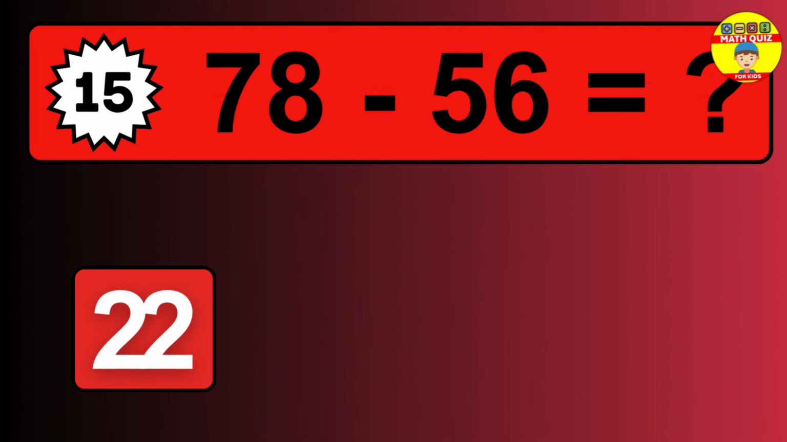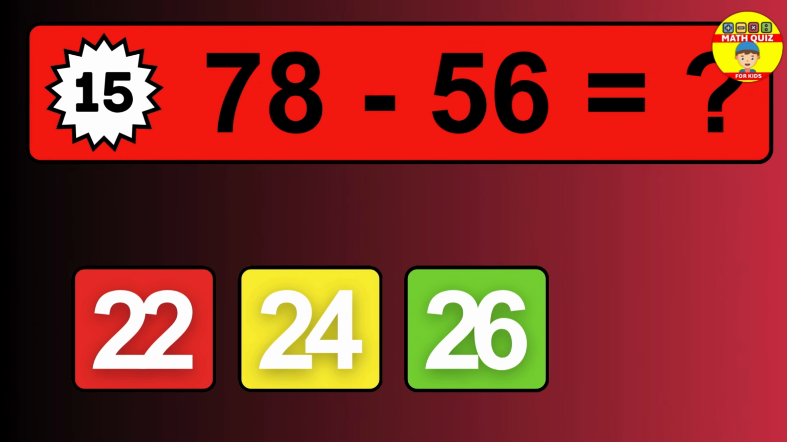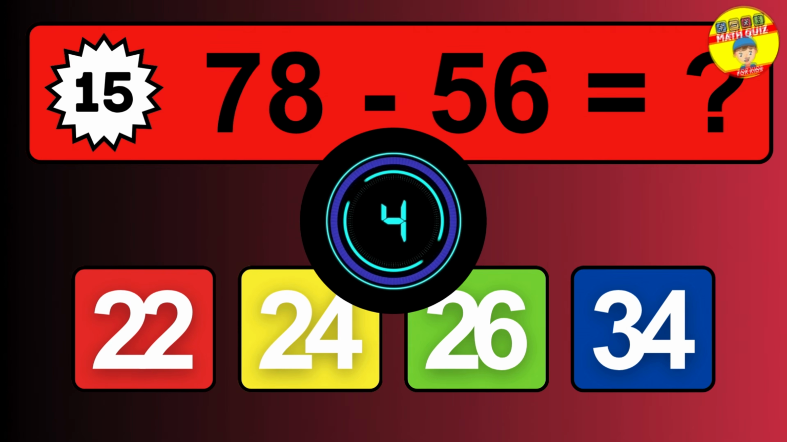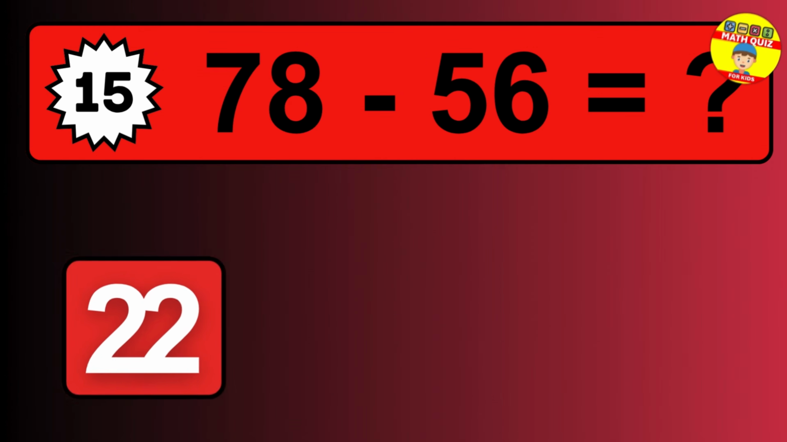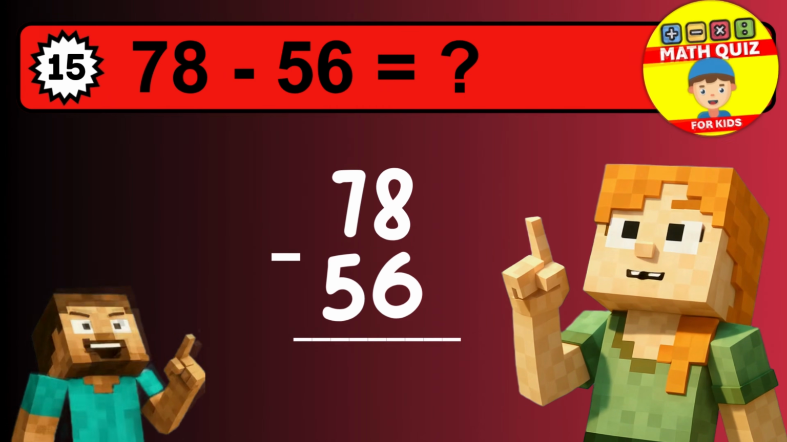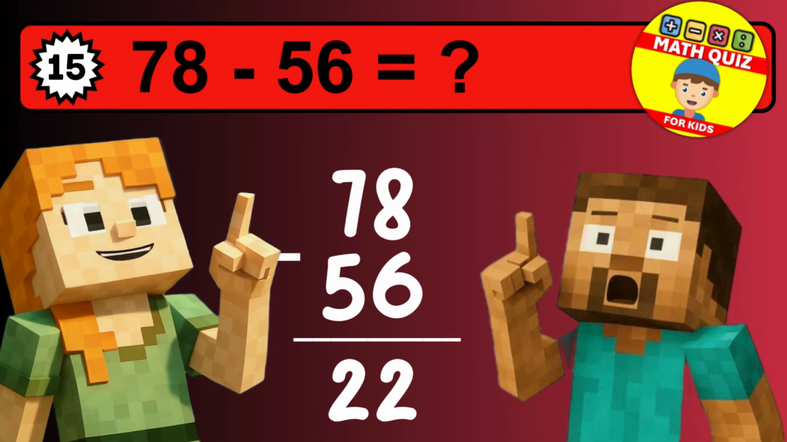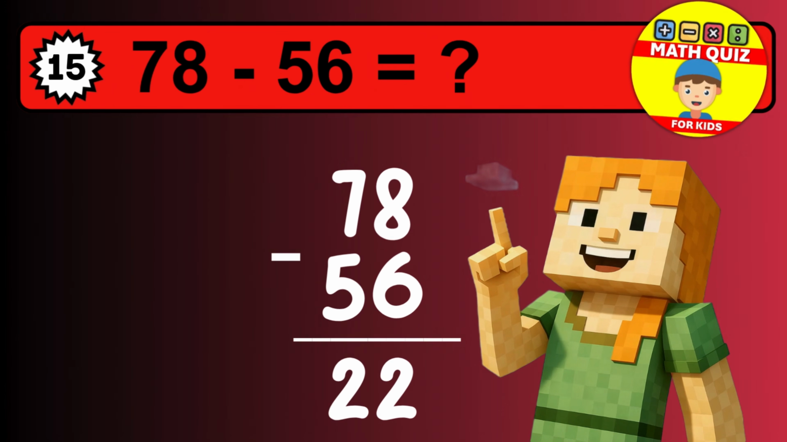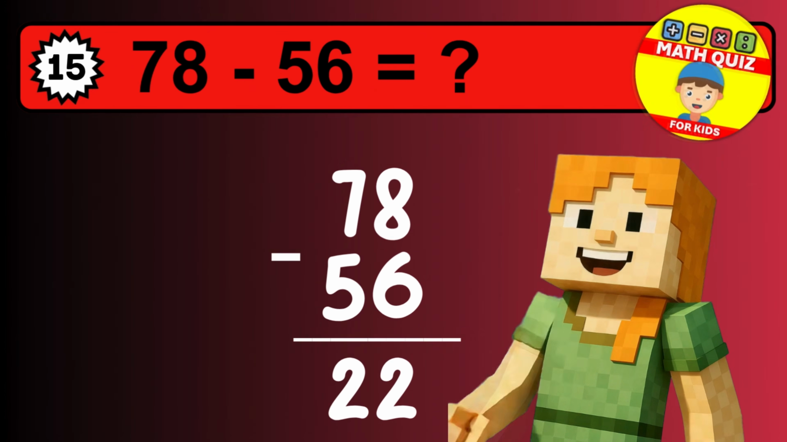What is 78 minus 56? Time to think. Let's solve this step by step. We start with the units. 8 minus 6 is 2. Then we go to the tens. 7 minus 5 is 2. The final answer is 22.